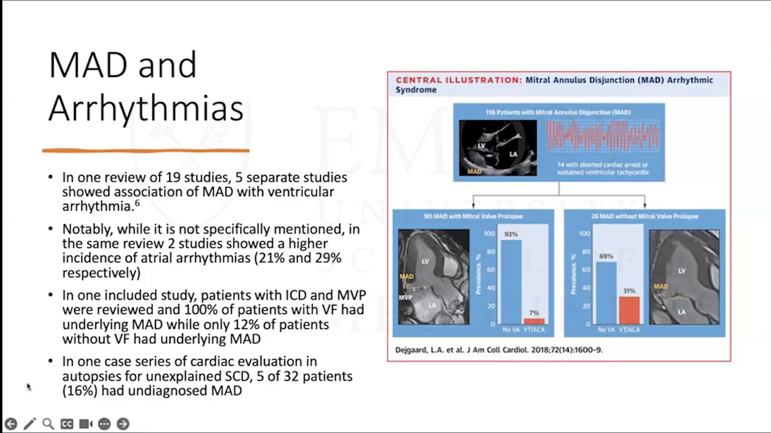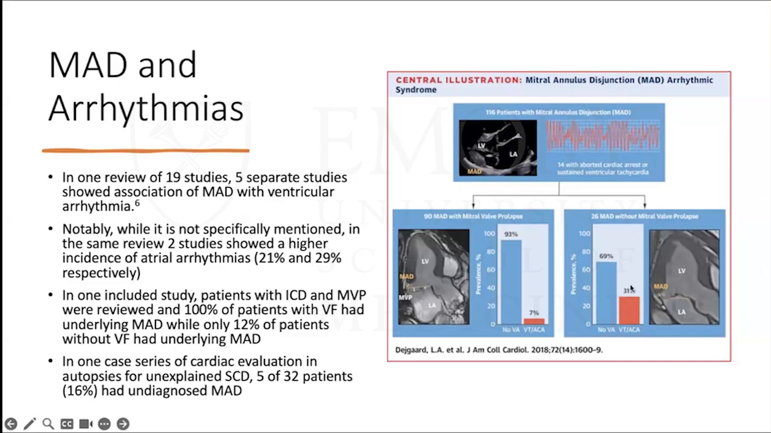And then in one case series that was not included in any of these reviews, a case series of people with cardiac evaluation undergoing autopsy for unexplained sudden cardiac death, 5 of the 32 patients had undiagnosed MAD. So 16%, like I said, whereas different studies show in the general population up to 8% having this. So there is an increased prevalence in our patients with sudden cardiac death having this undiagnosed mitral annular disjunction.